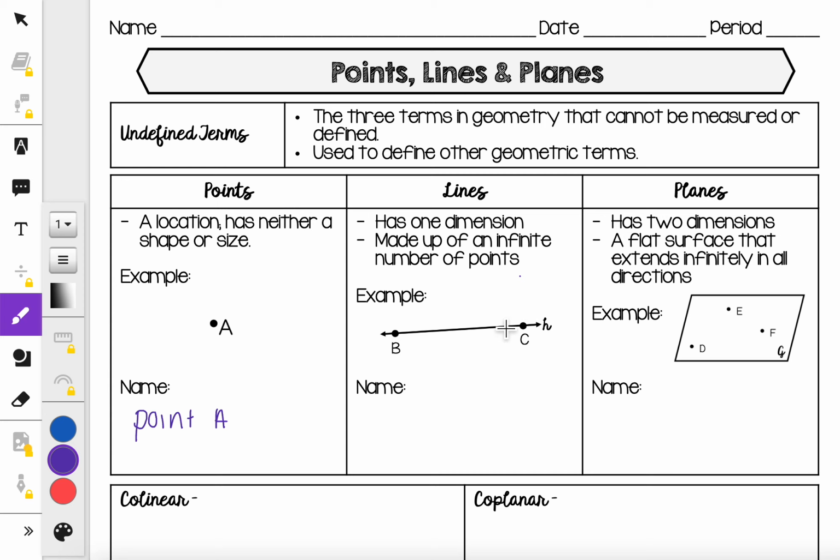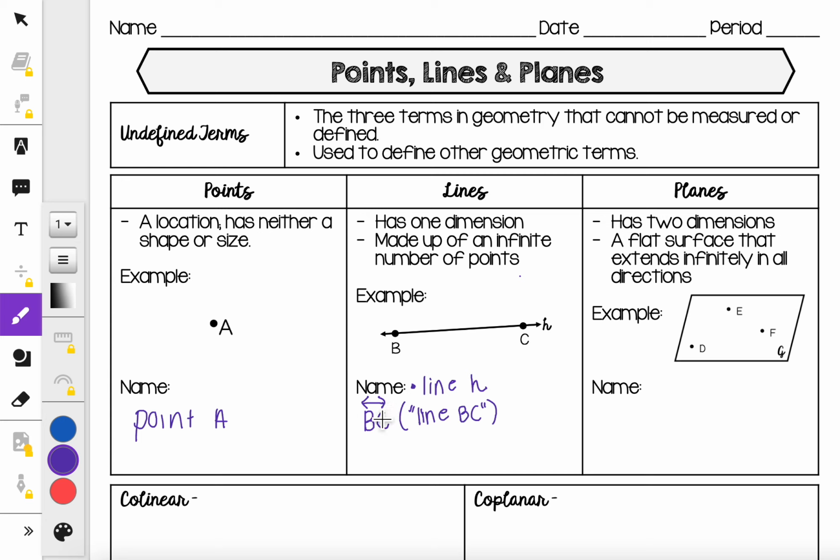When we go to name lines, there are a couple of different ways that we can name them. The first one is if you look off to the side, there is a lowercase cursive letter there. So one of the ways that we could name this line is by calling it simply line H, because we see that cursive letter at the end of the line. The other way that we can name it is by using 2 points that are on the line. So line BC is one way that I could name this line. This would be read line BC. That's how you would pronounce that.